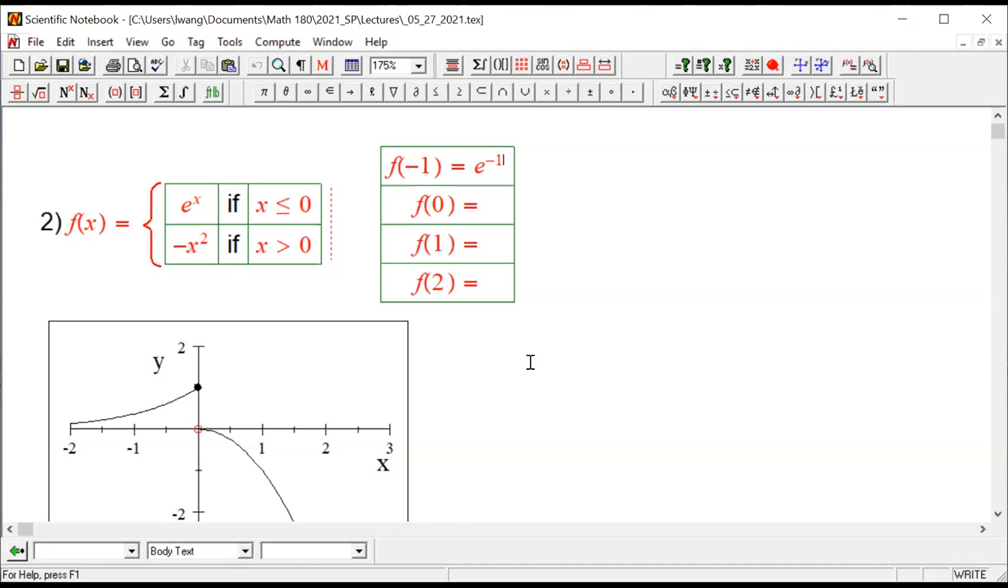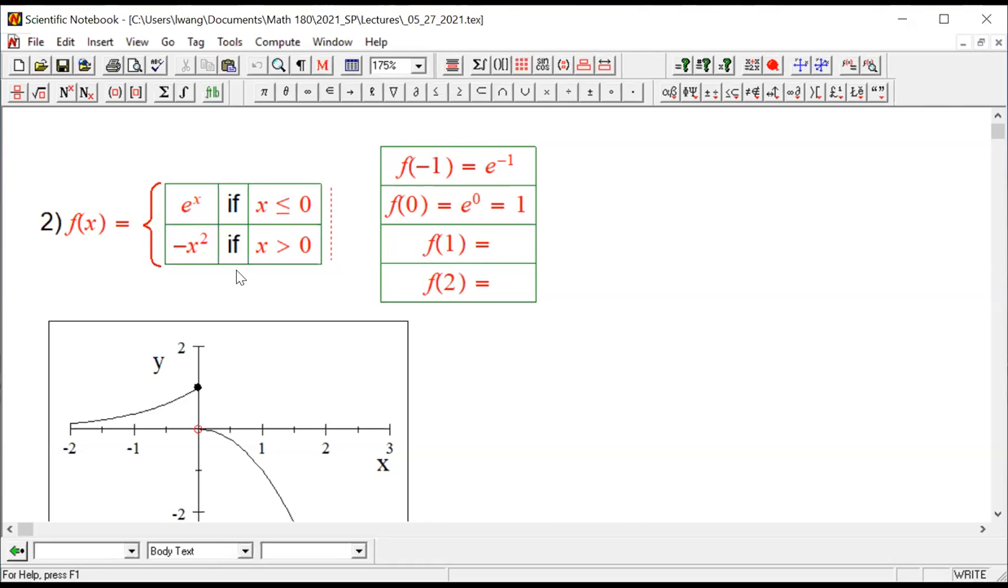Okay, so what is f of 0? Give me the answer in chat. What's f of 0? One. Why is it 1? Because 0 is in the first category. Very good. So you're going to get e to the power 0, and of course that equals 1. I'm just showing everybody, okay?